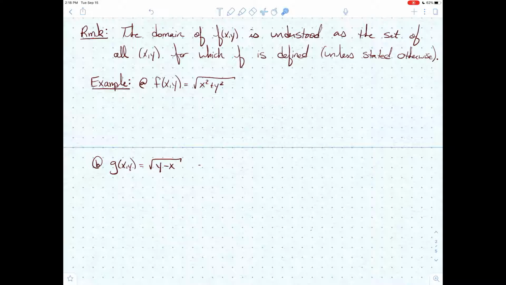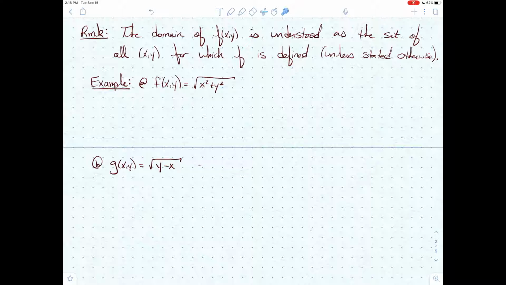All right, so the domain of a function of two variables is understood as the set of all ordered pairs for which the function is defined, unless otherwise stated. Sometimes we're going to restrict the domain and we'll state that. Otherwise, it's just everything that makes sense to plug into the function. And so a lot of the standard rules of domain apply. So really nothing too shocking here for this part.